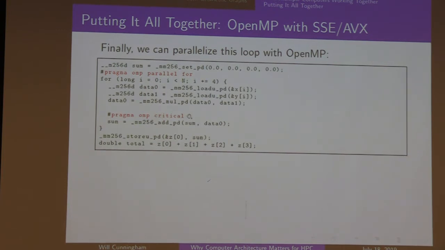And critical means that it's similar to the reduction, but in this case, you're not using some simple data type. You're using this M256D data type, which is just a 256-bit struct, effectively. And this makes sure that only one thread at a time can perform this operation, so that when you're accumulating something in your sum variable, 2 threads are not going to write to it at the same time.